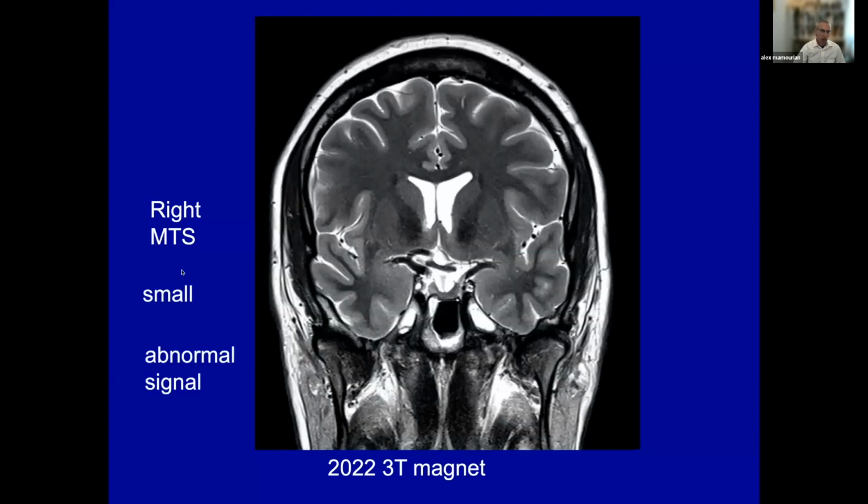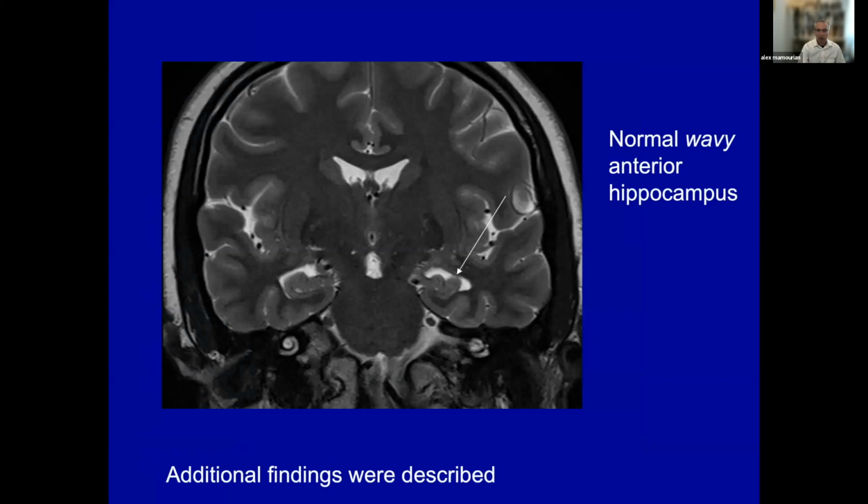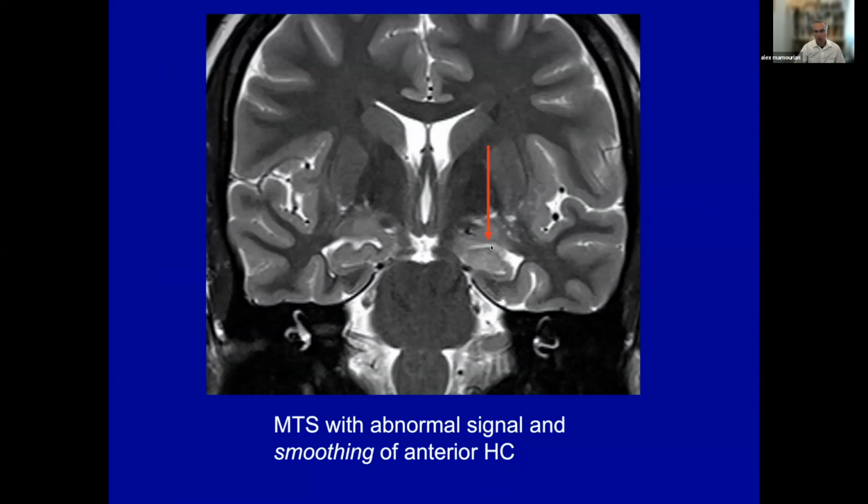So we see, again, small hippocampus, abnormal signal in the hippocampus, abnormal structure of the hippocampus. Now, another feature you can look for is in the anterior hippocampus. There is normally this wavy appearance of the hippocampus, and this section gives you a little element of it, but smoothing of the anterior hippocampus, as you see in this case, especially along with some abnormal T2 prolongation, is commonly seen in patients with mesial temporal sclerosis.